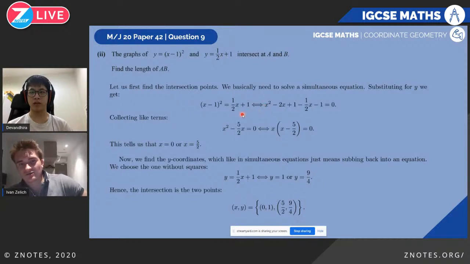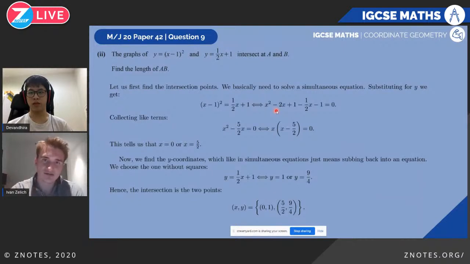Again, like usual, we expand the equations, and we get everything to one side and 0 on the other side because we have a quadratic. Remember from one of the first few lessons how to factorize quadratics. Remember to expand (x minus 1) squared. So (x minus 1) squared is x squared minus 2x plus 1. Then take the half of x and the 1 across to the other side, and it simplifies to x squared minus 5 on 2 x equals 0.